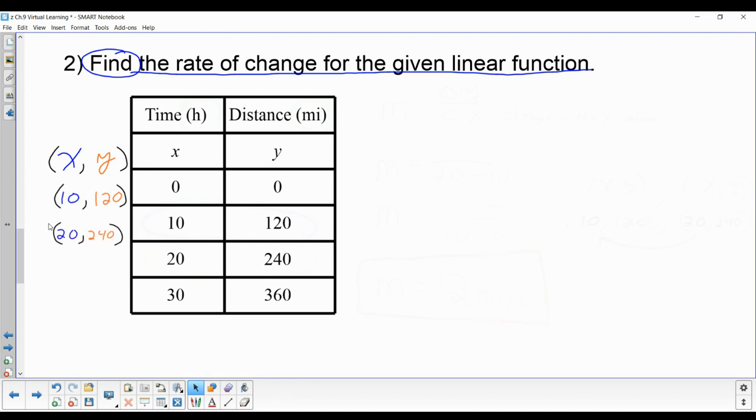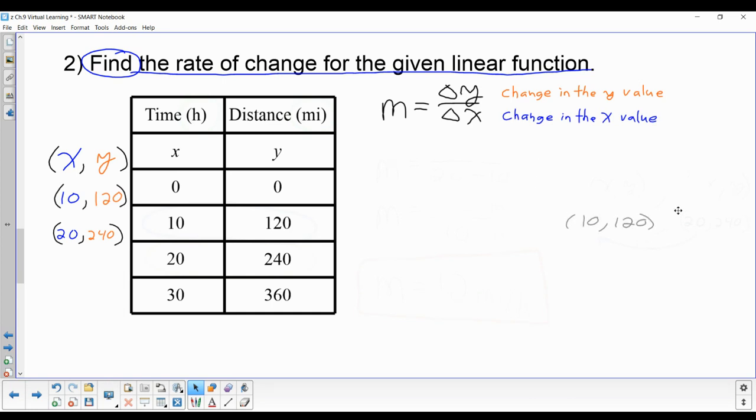I will start this problem the same way we start all problems that have a formula. I will write the formula. Slope is equal to delta y over delta x, or the change in the y value over the change in the x value. When I write my 2 ordered pairs, I like to write them next to each other when doing the actual work. Slope is equal, and I have to find the change in the y value.